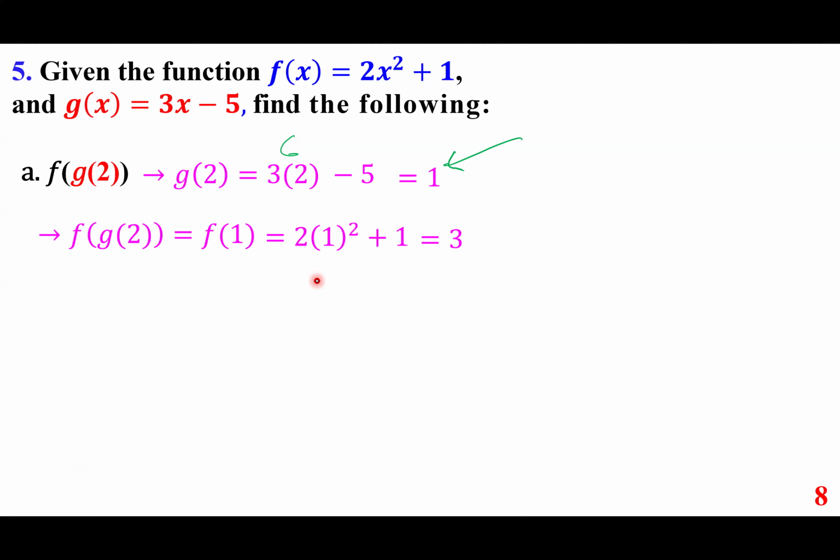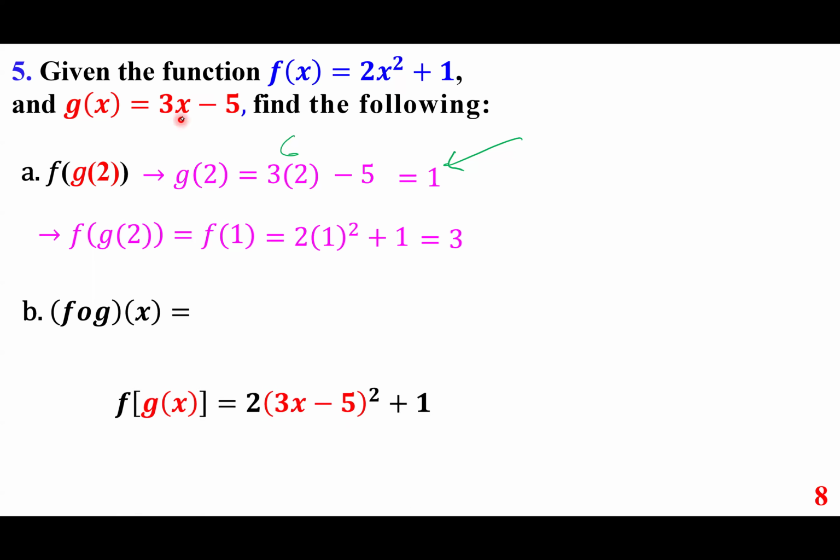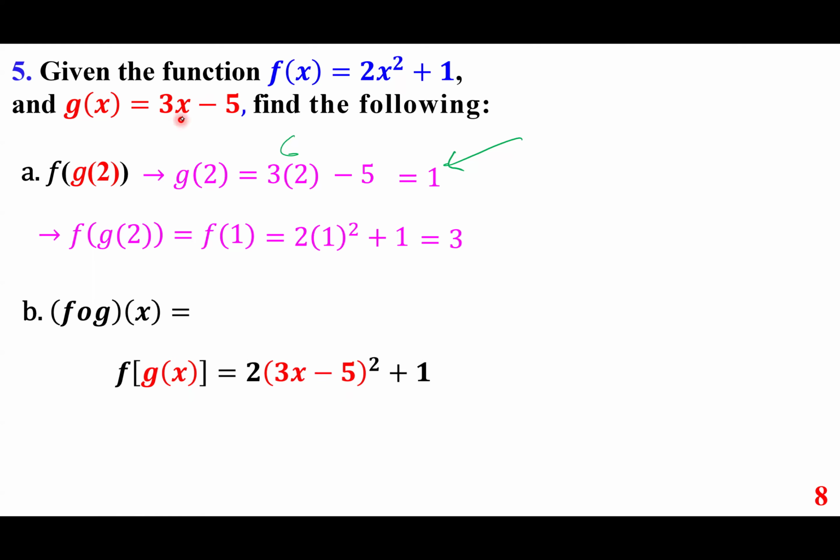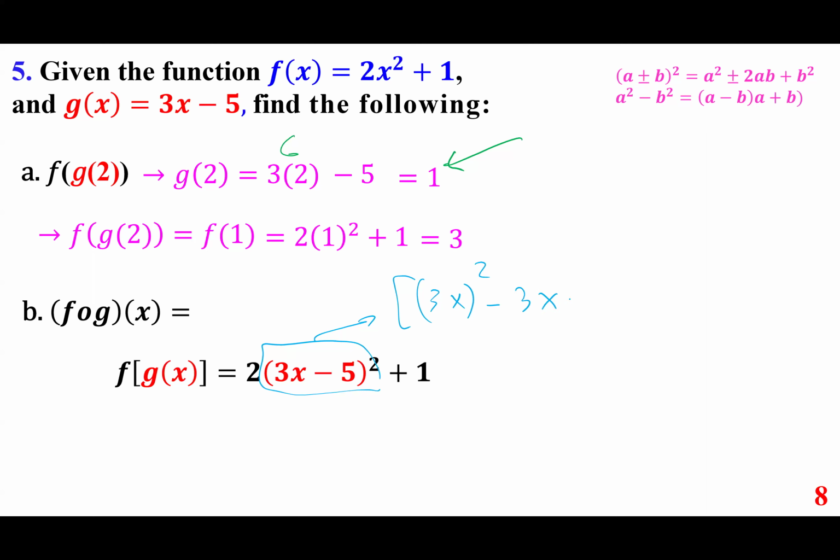What about f of g of x? Replace this x with the g function. 2 times 3x minus 5 quantity squared plus 1. Reminding you of some of the identities, a plus or minus b squared is a squared plus or minus 2ab plus b squared. So we use, in this case, a minus b squared. So you square this one. So just to write all the steps for this one, you get 3x quantity squared minus 3x times 5 plus 5 squared.